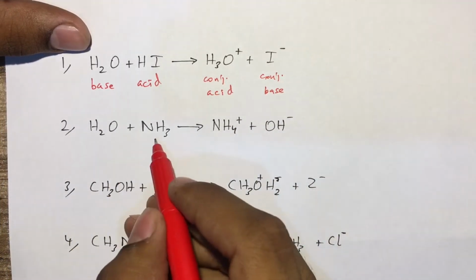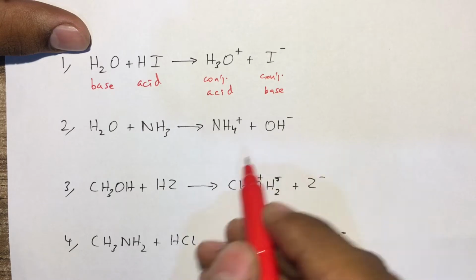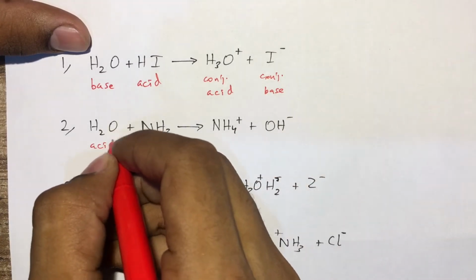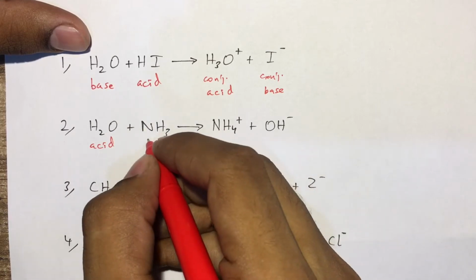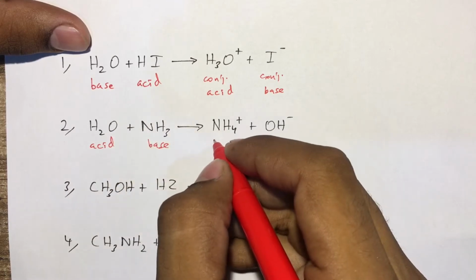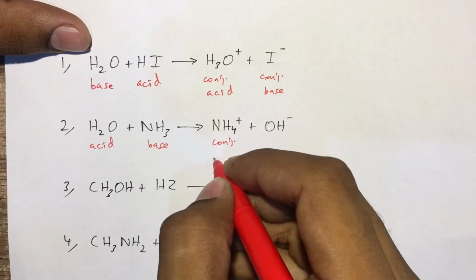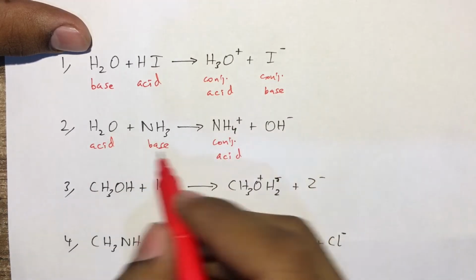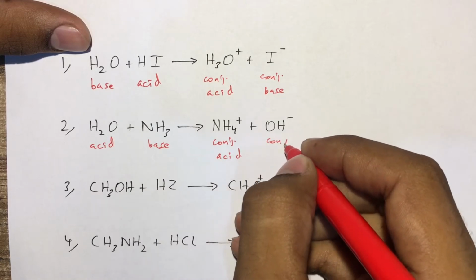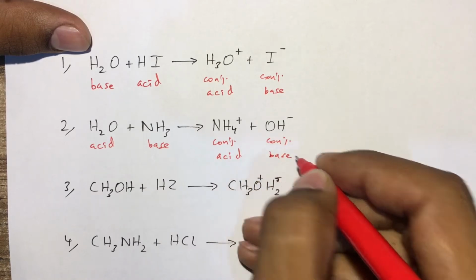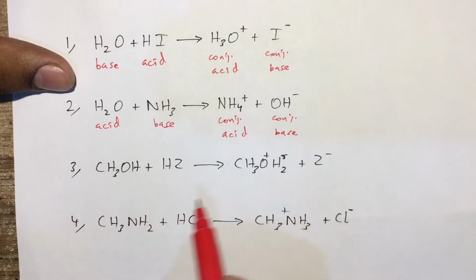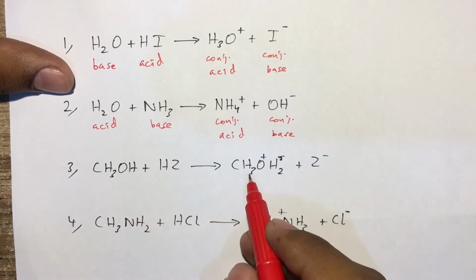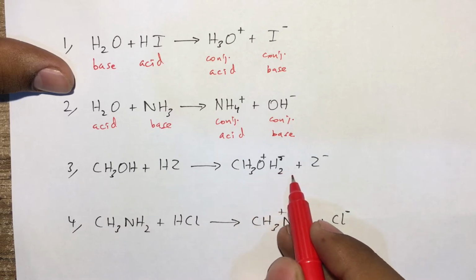Then there is water plus ammonia producing ammonium ion plus hydroxide ion. Over here, water is donating hydrogen, so it's an acid. Ammonia is accepting hydrogen, it's a base. Ammonium ion is a conjugate acid because it's formed from ammonia, which is a base, and hydroxide is a conjugate base.